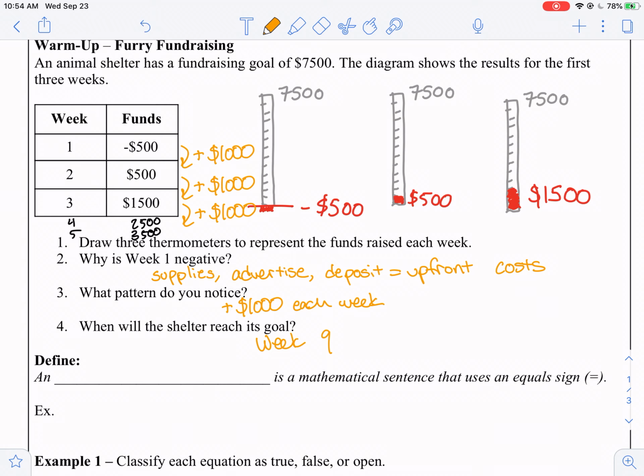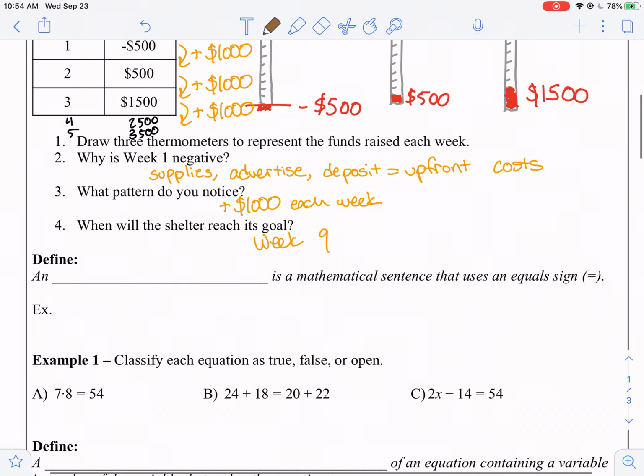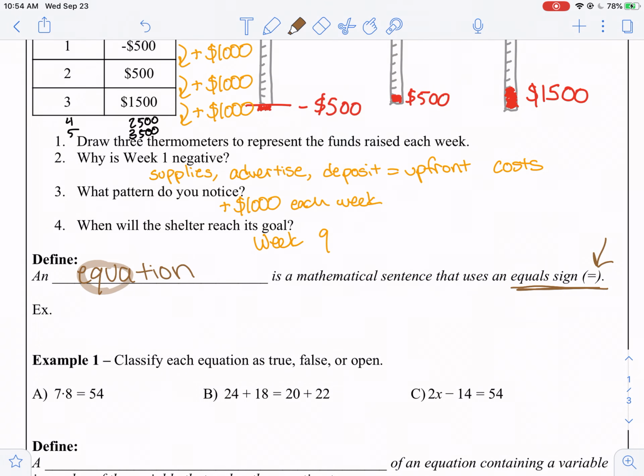So that brings us to a very important definition in algebra. We have a mathematical sentence that uses an equals sign. Remember, the equal sign looks like this. We call that an equation. An equation because it has that little equals guy inside.